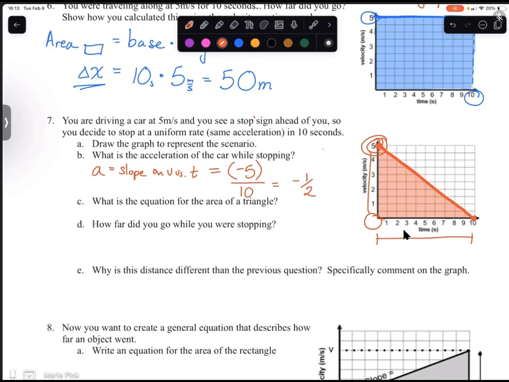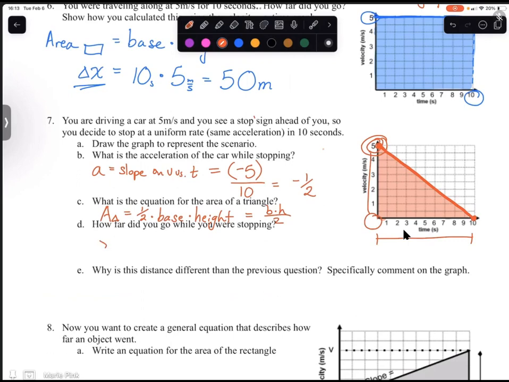Now it says, what is the equation for the area of a triangle? Well, the area of a triangle is just equal to 1/2 times your base times your height. And some of you say, well, it's base times height divided by 2. I don't care which way you write it, as long as you know what it is. And either of those are fine. This is how far did you go while you were stopping? Well, just like we found the area to find how far we went before, we're going to use the area to find how far we went now.